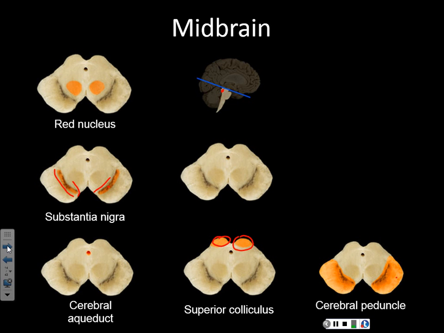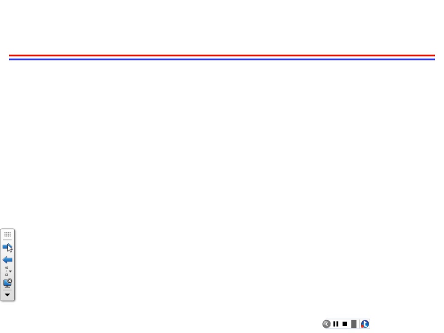And then these are the cerebral peduncles, which are tracts that connect the lower parts of the brain to the upper parts, right? Like the cerebellum and the cerebrum. Okay, very good.